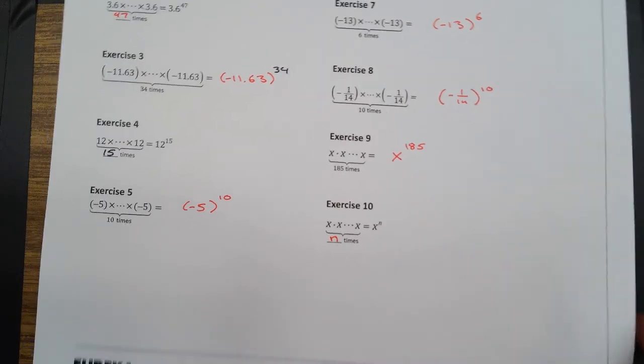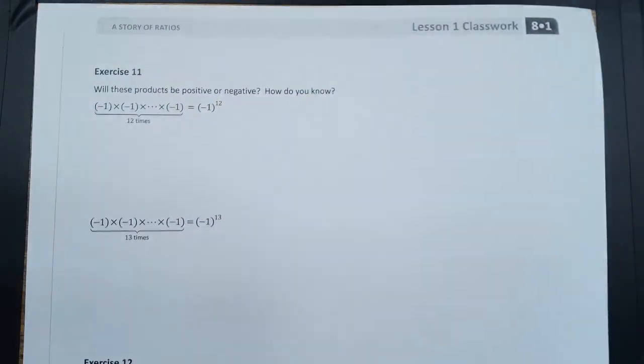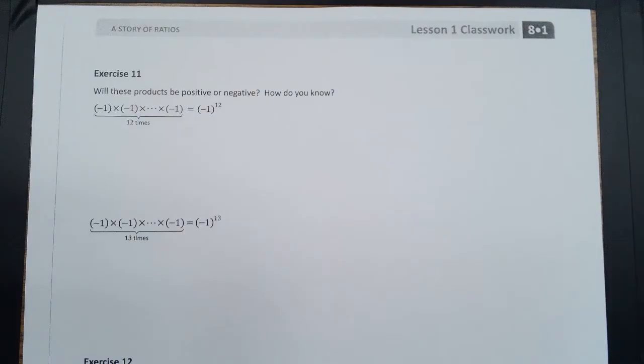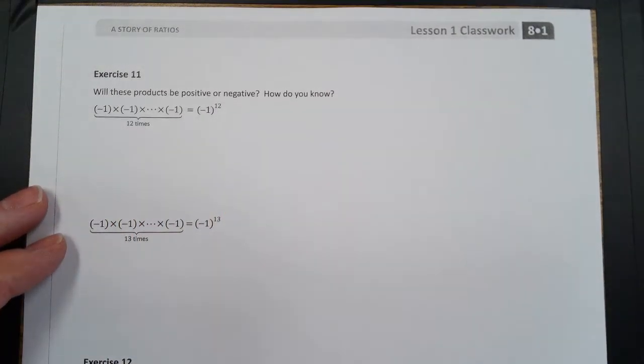Let's go to page 2. Turn the page with me. This is your page 2, exercise 11. We're thinking a little bit now, so this is going to take some explanation. If you need to take a break, pause the video, because this is the next logical step. It will make sense, but if you need a brain break, pause the video. And then we're going to keep going. Now it's asking, will these products be positive or negative? How do you know? Well, let's work it out.